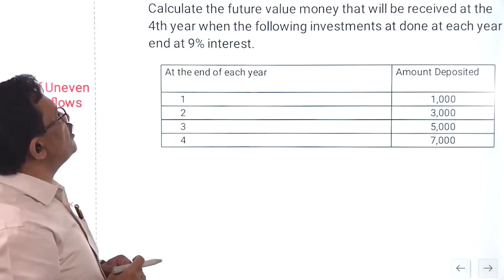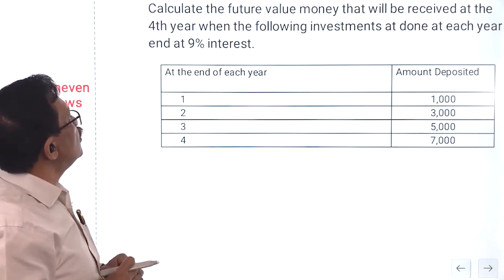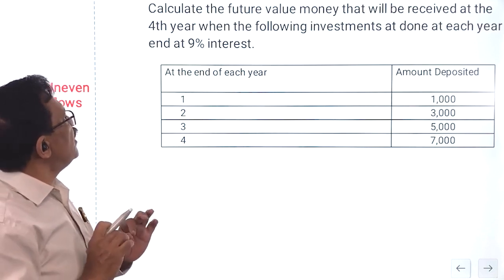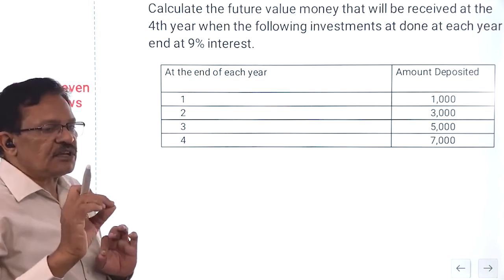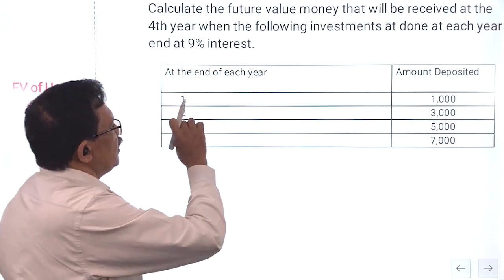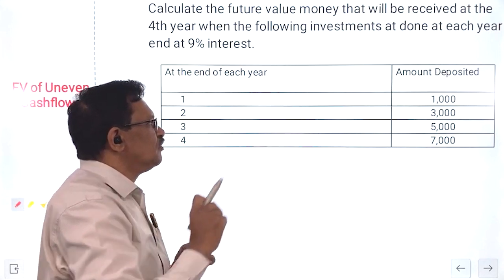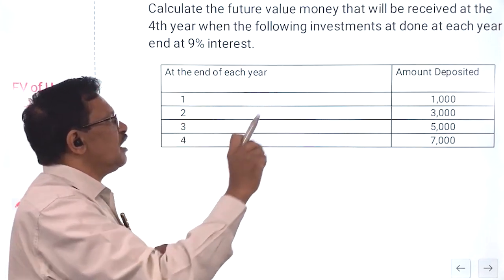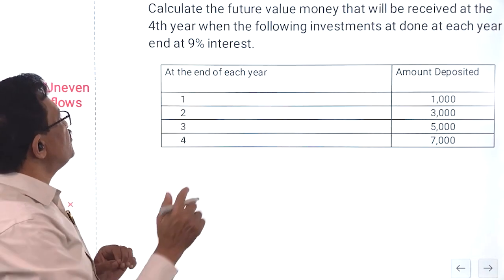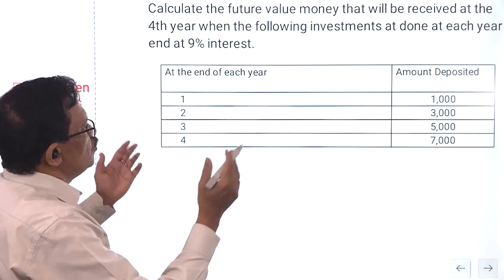Let us understand what the problem is. He is saying calculate the future value of money that will be received at the end of the fourth year when the following investments are done at each year end at 9% interest. These are the amounts deposited, and we want to understand the maturity value of those amounts at the end of the fourth year when the interest is 9% per annum. So how do you solve this?